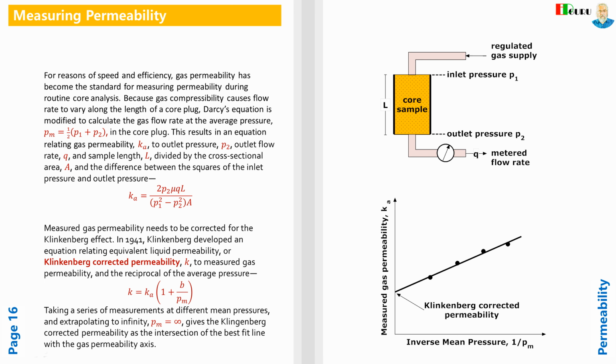Measured gas permeability needs to be corrected for the Klinkenberg effect. In 1941, Klinkenberg developed an equation relating equivalent liquid permeability, or Klinkenberg-corrected permeability, to measured gas permeability and the reciprocal of the average pressure. Taking a series of measurements at different mean pressures and extrapolating to infinity gives the Klinkenberg-corrected permeability as the intersection of the best fit line with the gas permeability axis.